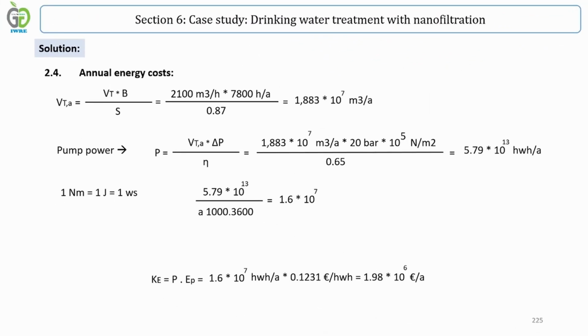Annual energy cost can be calculated using the produced flow rate, annual operating time, recovery, pump efficiency, and energy price. For this case, the annual energy price has been calculated as 1.98 times 10 to the power of 6.